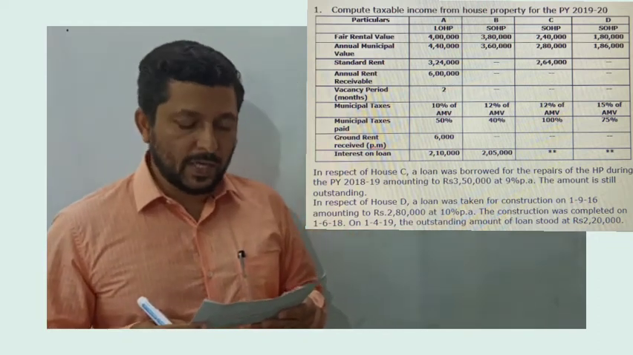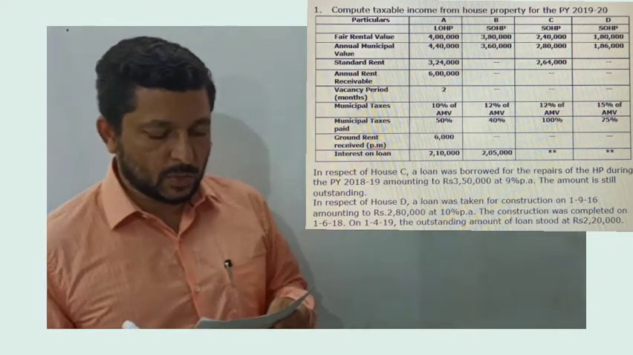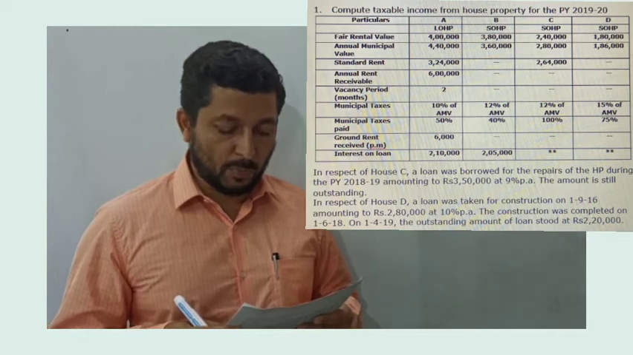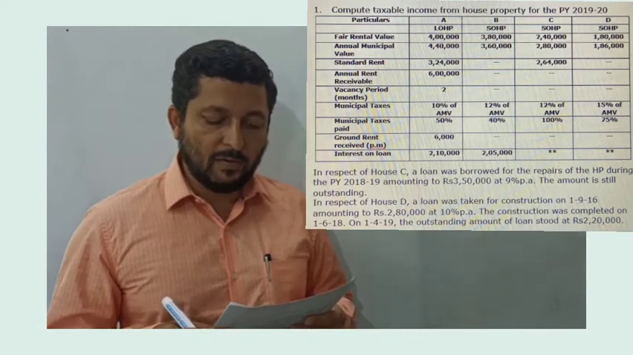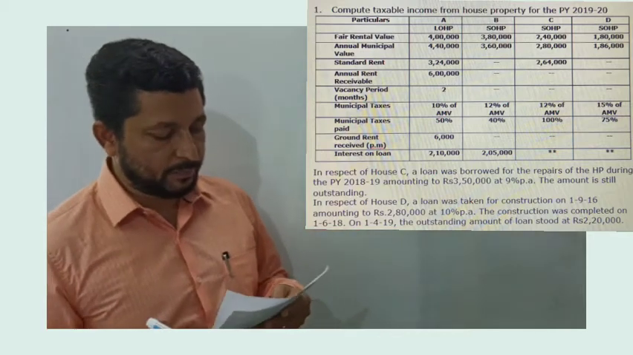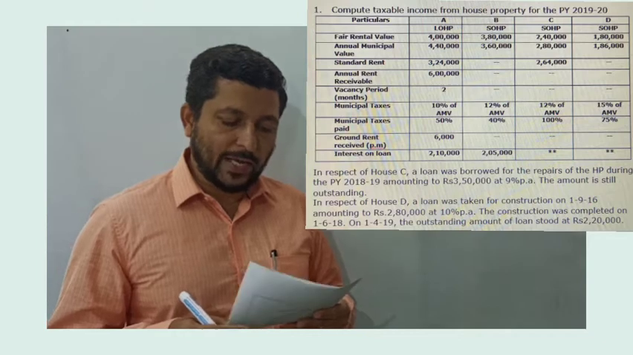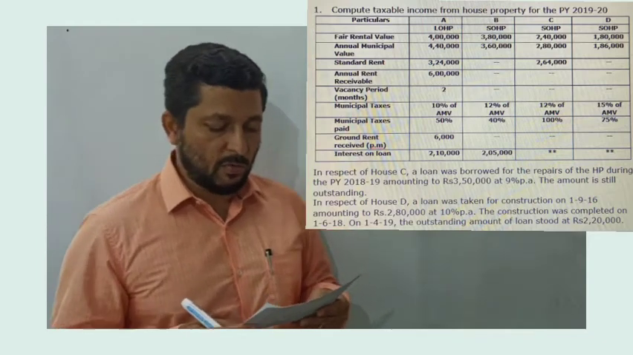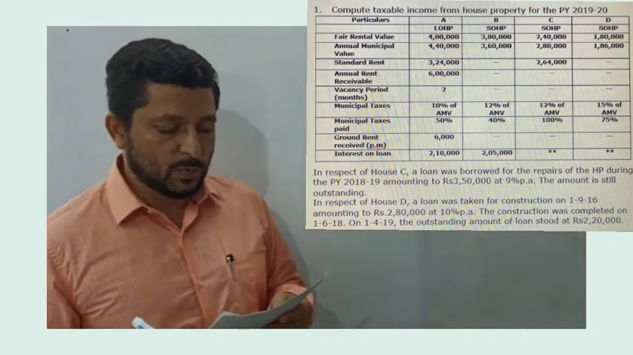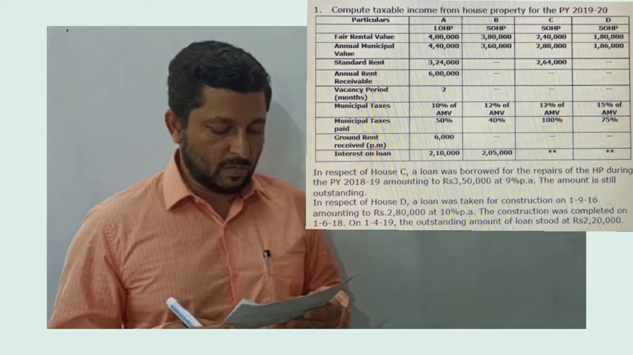As far as House A is concerned, it is a let out house property. House B is a self-occupied house property. House C is self-occupied and House D is also self-occupied. The fair rental value is given as 4 lakh, 3 lakh 80,000, 2 lakh 40,000 and 1 lakh 80,000. Annual municipal value is rupees 4 lakh 40,000, 3 lakh 60,000, 2 lakh 80,000 and 1 lakh 86,000.